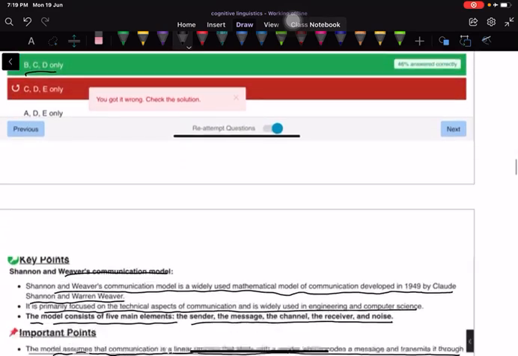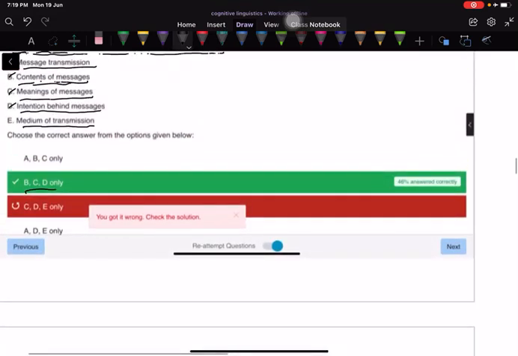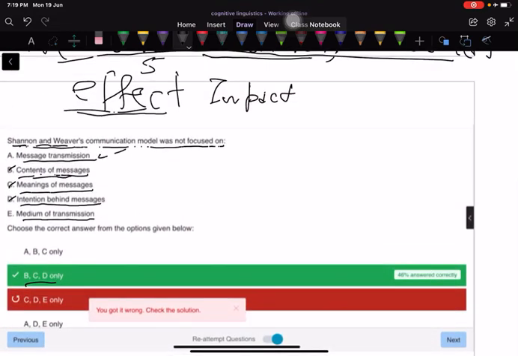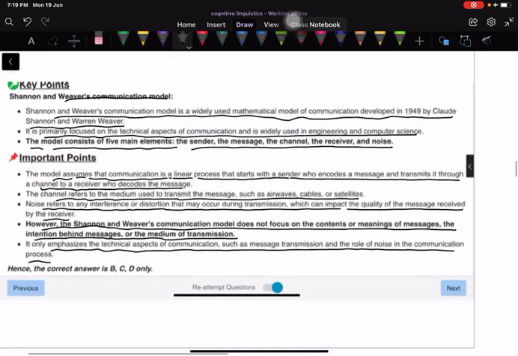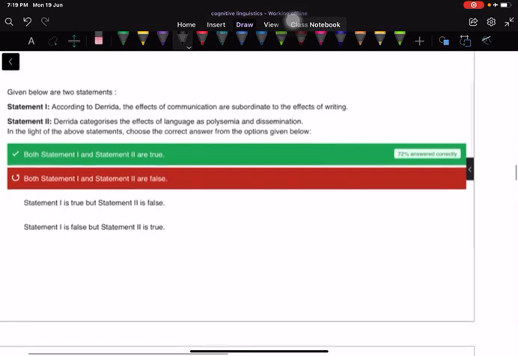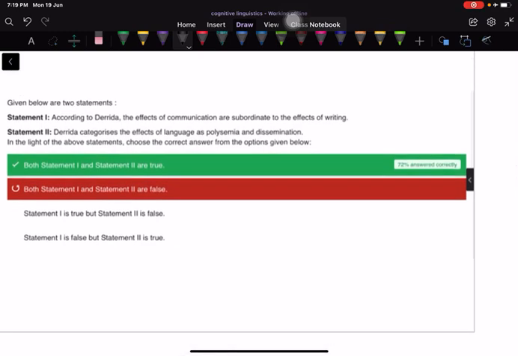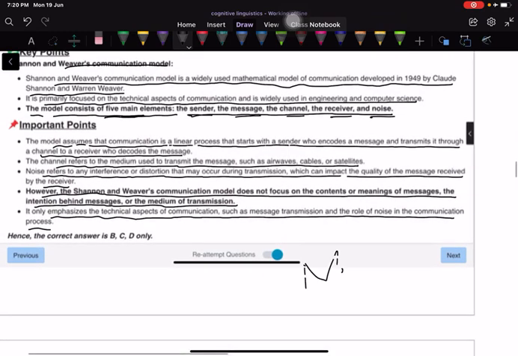So, Shannon-Weaver model talks only about the message transmission and the medium of transmission. It has five basic elements: sender, message, channel, receiver, and noise. So one could also say that the concept of noise was introduced in the Shannon-Weaver model.